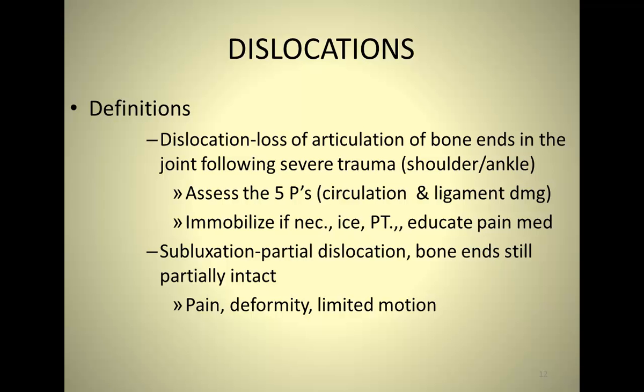Dislocation, as the definition, is loss of articulation of bone ends in the joint following severe trauma. This happens frequently in the shoulder and the ankle. You're going to assess your 5 P's, which are pain, pallor, pulse, paresthesia, paralysis. Because what happens if you pop it out of joint and then you have a bunch of swelling?